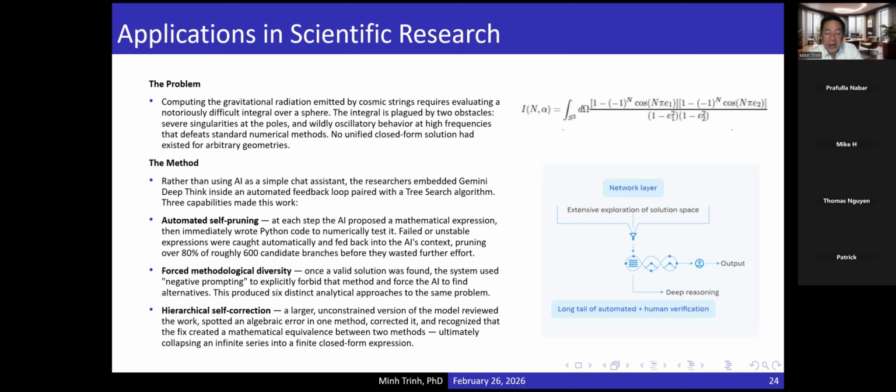So there are different case studies. I took one in physics, and see how they use it. And you see it is kind of the same idea as Neuro-Symbolic. So, the problem is computing the gravitational radiation emitted by cosmic strings. Okay, by cosmic strings.